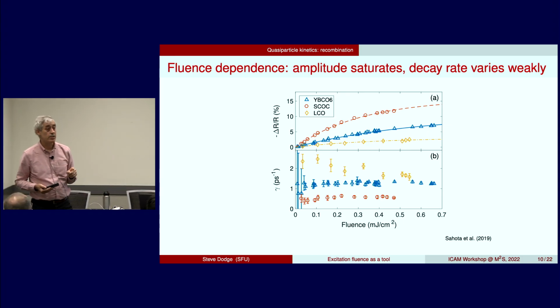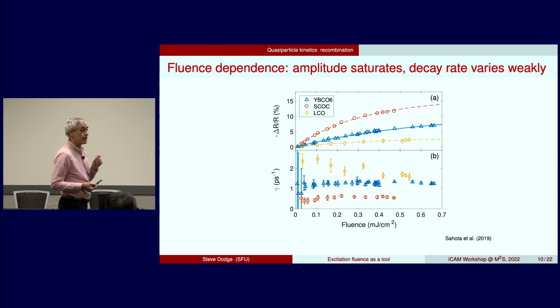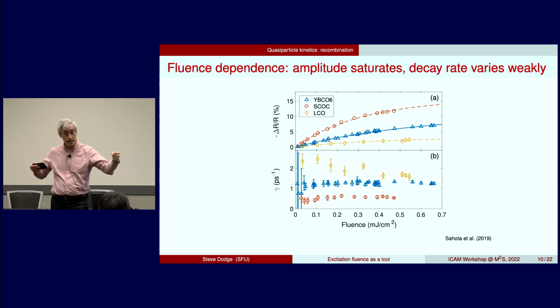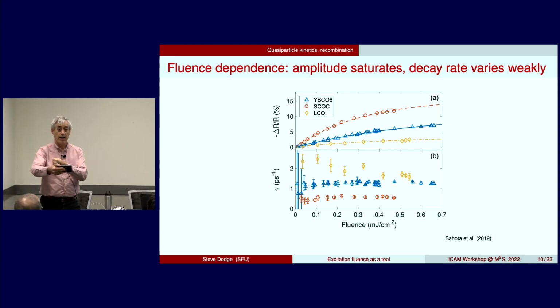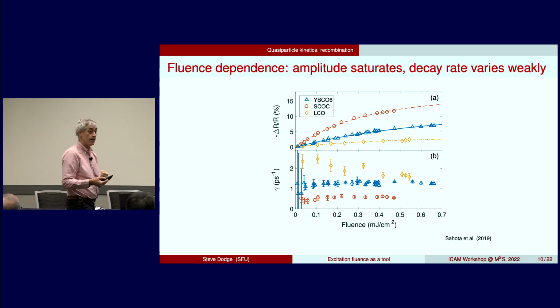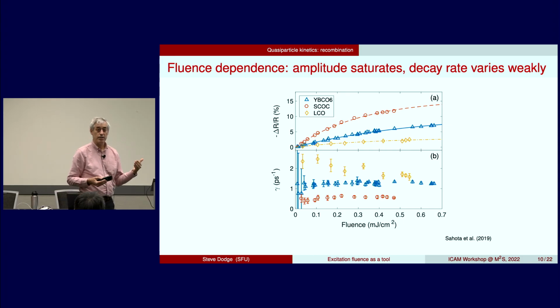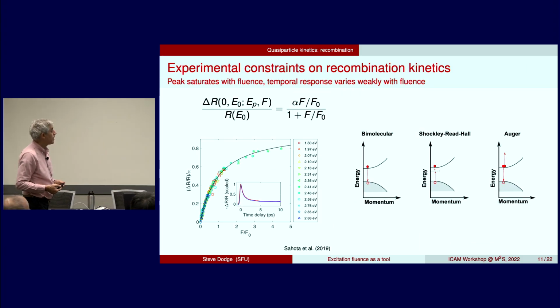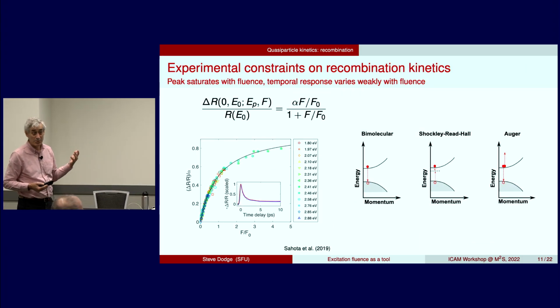And that is not what you would expect for recombination through an exciton, because electrons and holes have to find each other if they're going to recombine that way. That's known as bimolecular recombination, where you expect the rate to be very sensitive to the total density. So that was a puzzle, which we puzzled over.